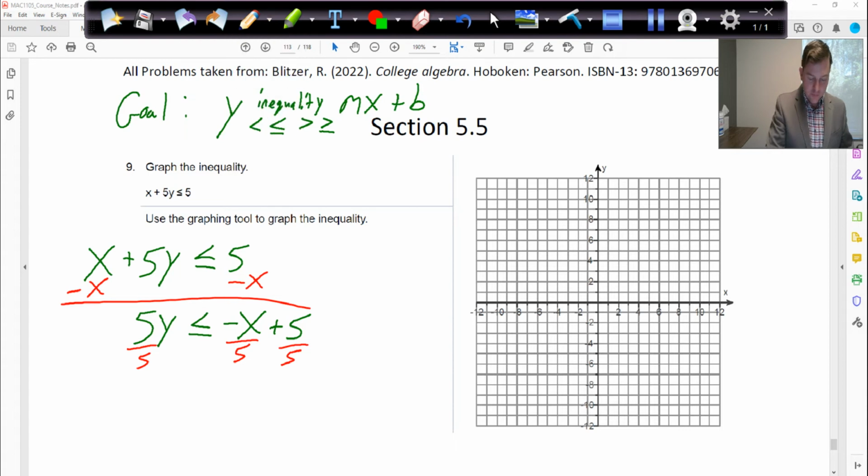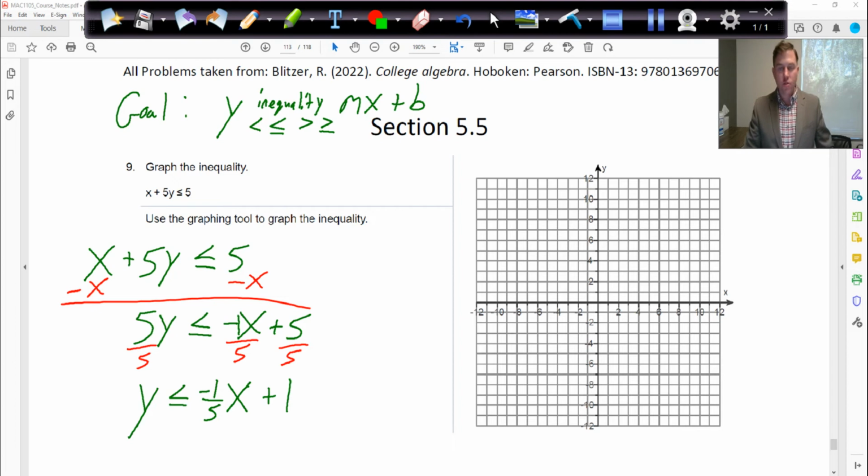And we will get y on the left less than or equal to, I'm going to write this instead of minus x over 5, I'm going to write it as minus 1 over 5 times x. So there's an understood 1 right there. And then 5 divided by 5 is 1. And the reason I did that is so we can see the slope more easily.